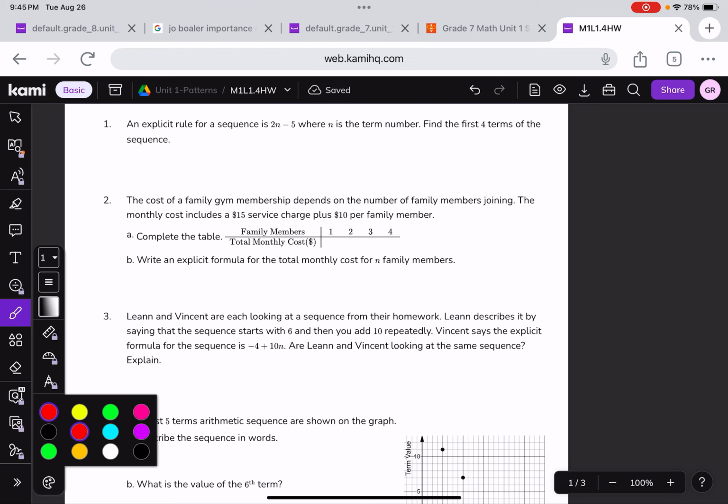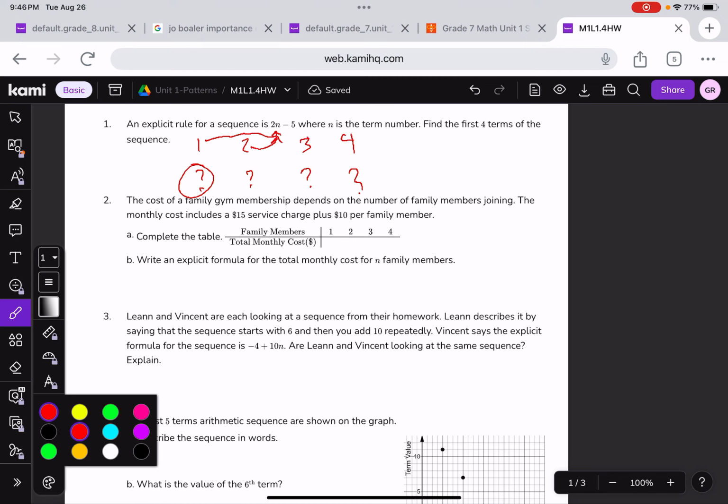An explicit rule for a sequence is 2n minus 5, where n is the term number. Find the first four terms of the sequence. What that just means is, if there's terms 1, 2, 3, 4, then what goes here? What goes here? Well, just plug in the term. n is the term number, so plug 1 in there, and then plug 2 in there. Whatever you get goes there. That'd be the first four terms of the sequence.